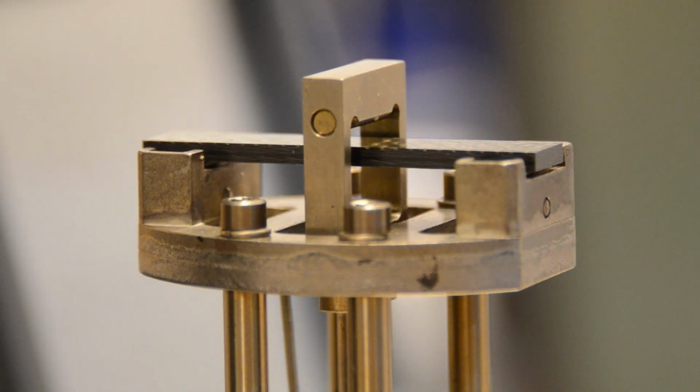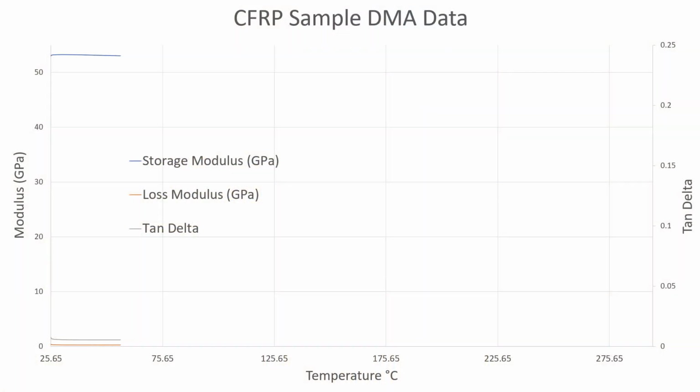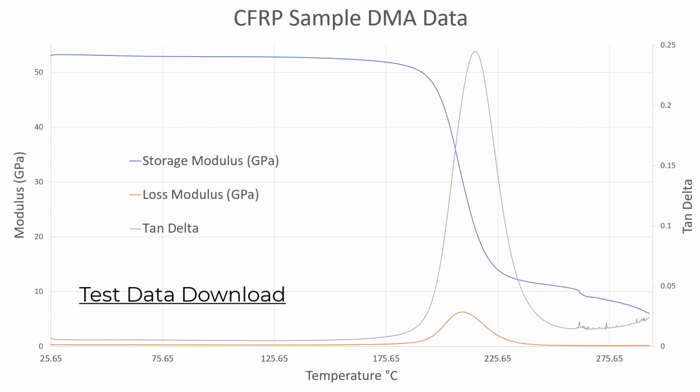We will now conduct the DMA test. We can see that as the temperature increases, the storage modulus begins to drop. We can also observe the loss tangent and loss modulus peaking and dropping as expected. The data from this test is available to download at the link below. The Tg can be determined using the methods described previously.